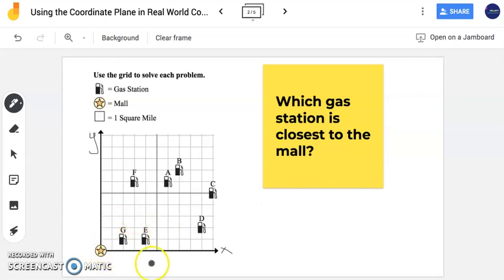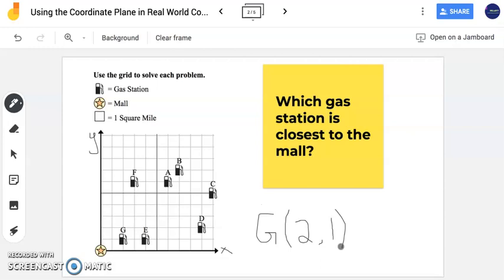So by looking at my gas stations near the mall, we see that gas station G is in fact the closest. Now I'm also going to label my ordered pair to help me with the direction I need to go in from my mall to my gas station. Now from my mall, I'm going to go 2 units to the right, which is telling me I'm going to drive 2 square miles east. And then it's telling me I'm going to go 1 square mile north. And this is telling me the direction I would actually have to drive to go to the nearest gas station.